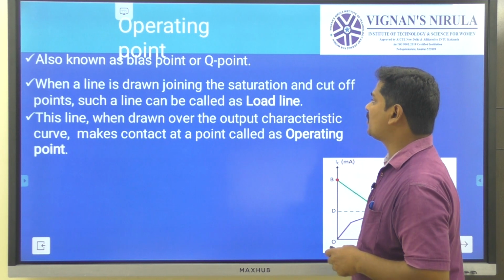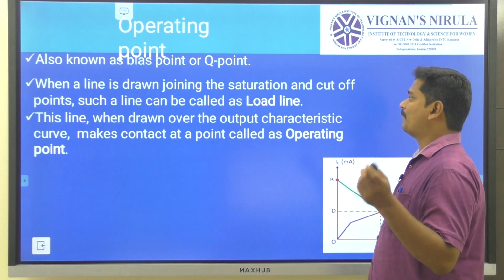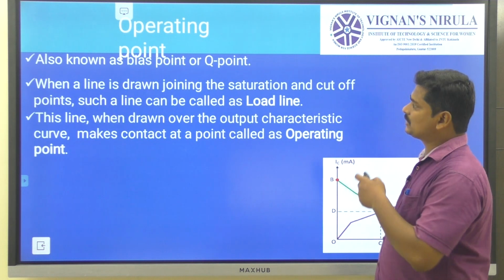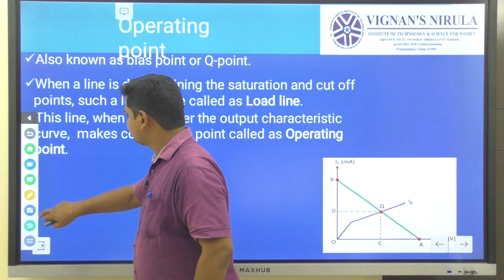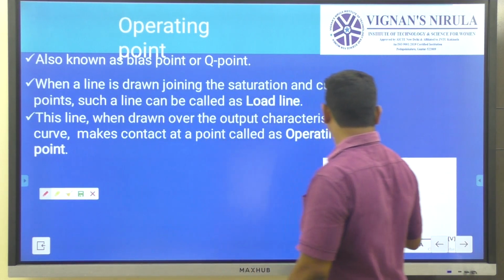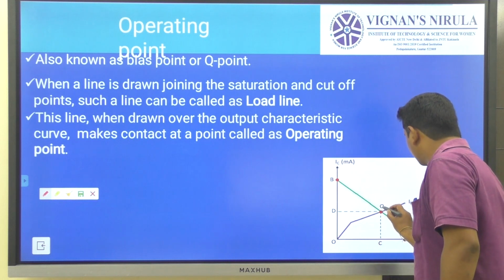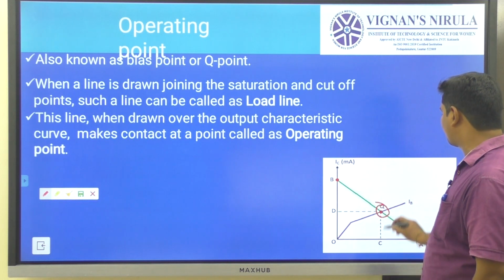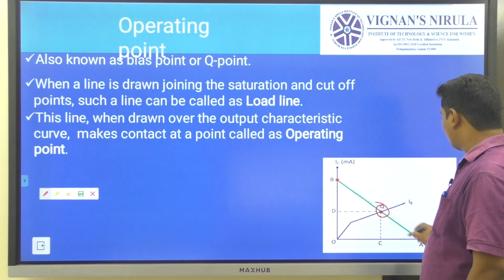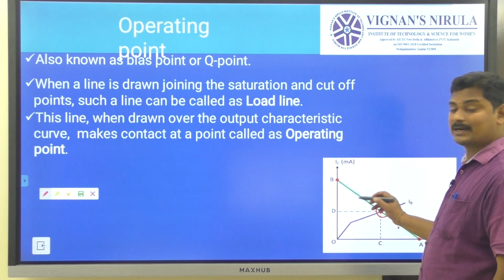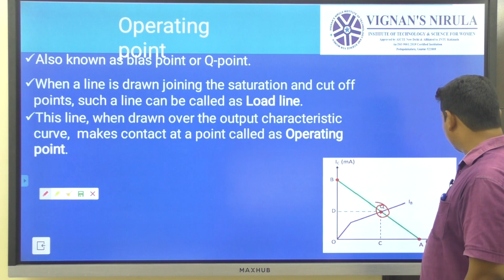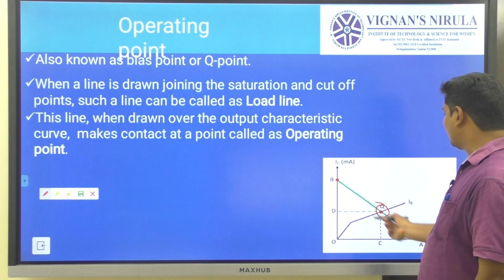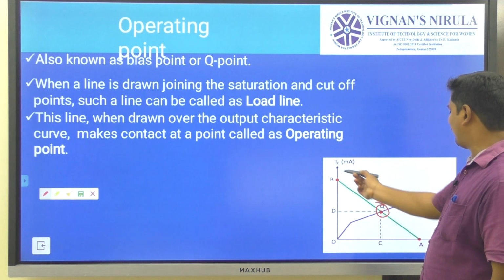Next, the operating point. The operating point is also known as the bias point or Q point, that is the quiescent point. When the load line is drawn, this point is called the Q point, and it is a coordinate system. On the x-axis is the coordinate VCE, and on the y-axis is the coordinate IC.